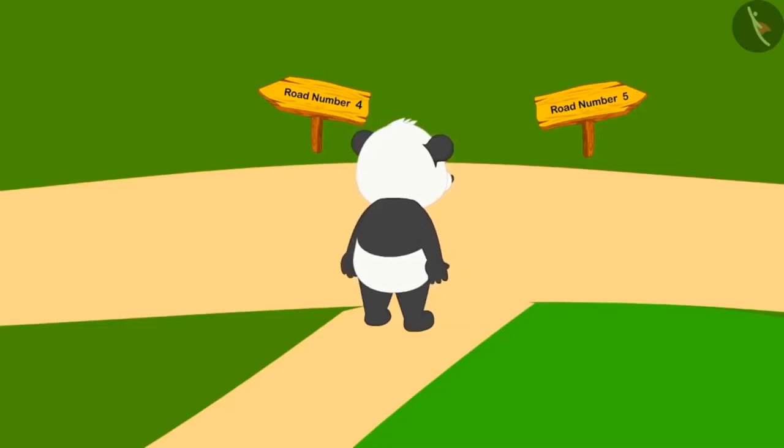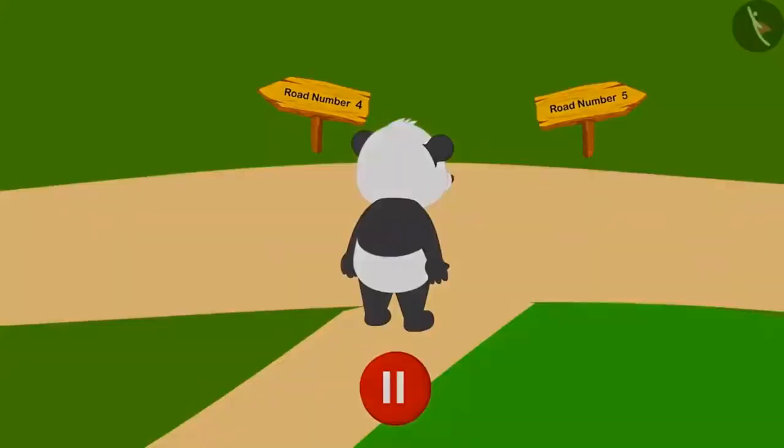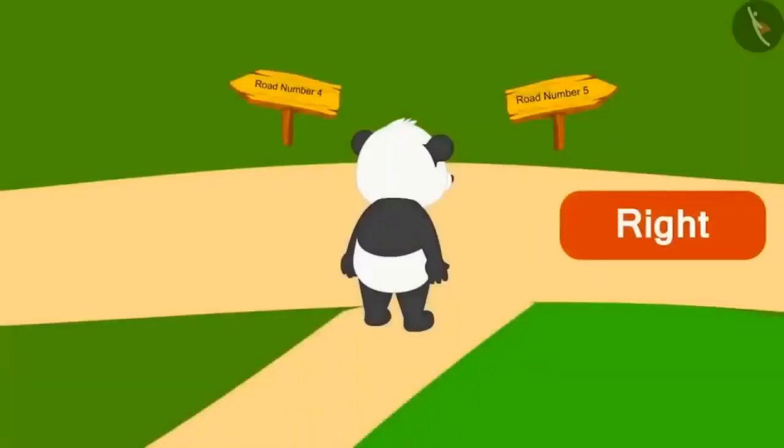If you want, you can pause the video and find the answer to this question. Well done, kids! You have found the right answer. Road number 5 is on the right hand side of Golu, so he will have to turn right to go to road number 5.